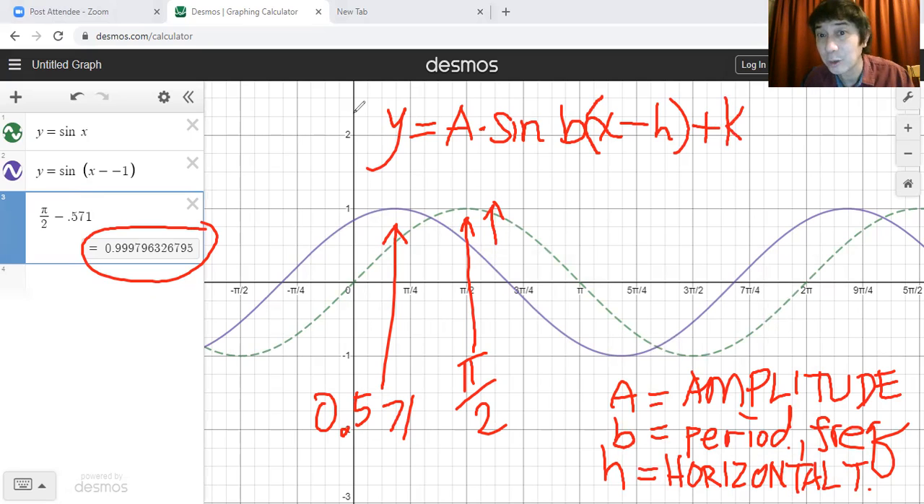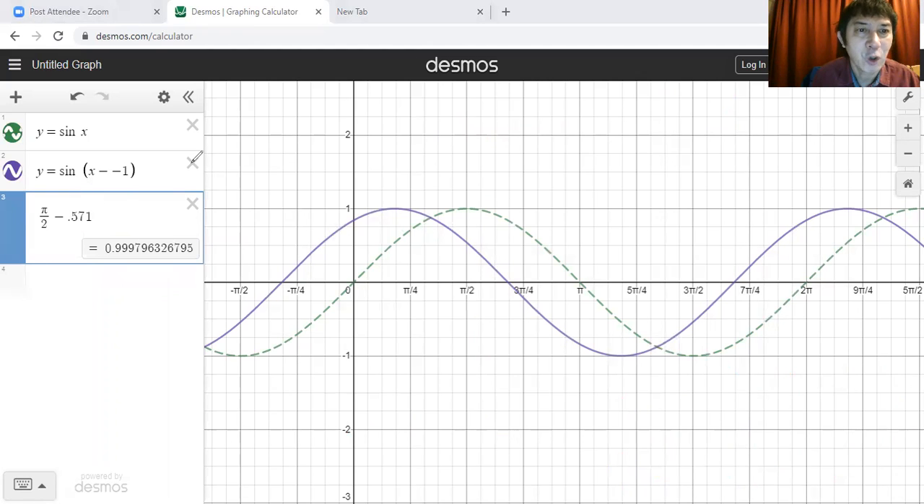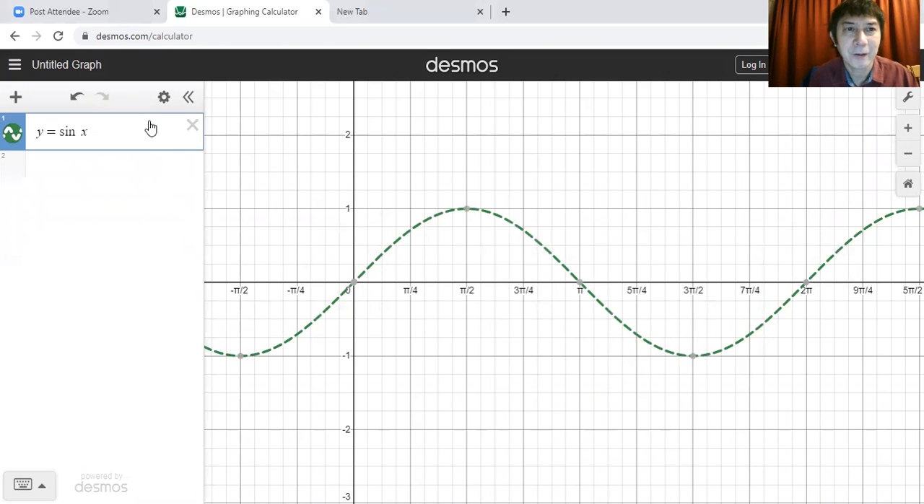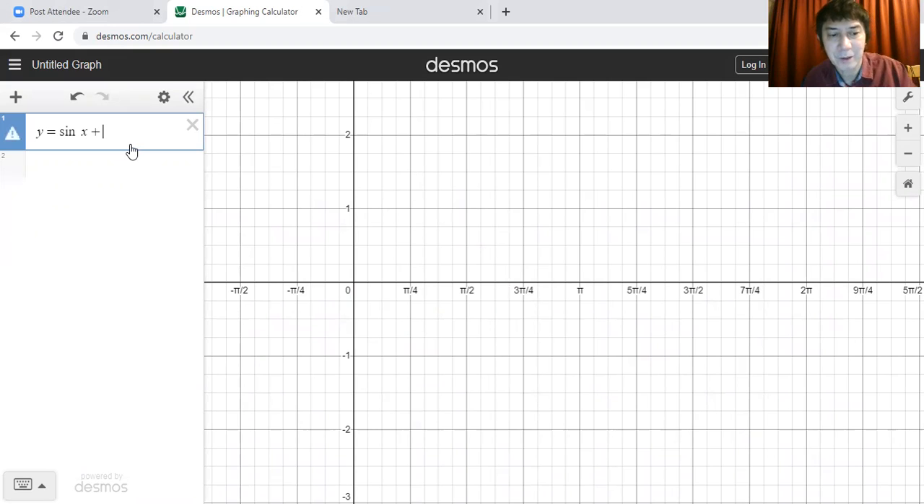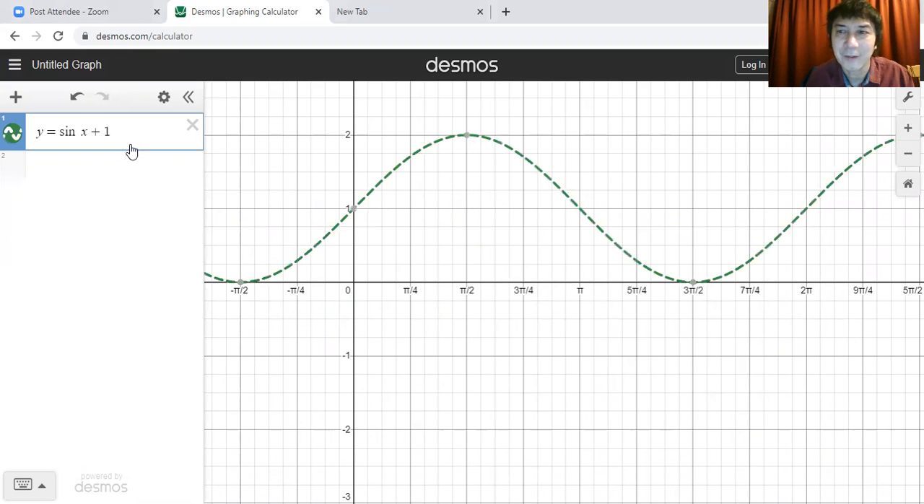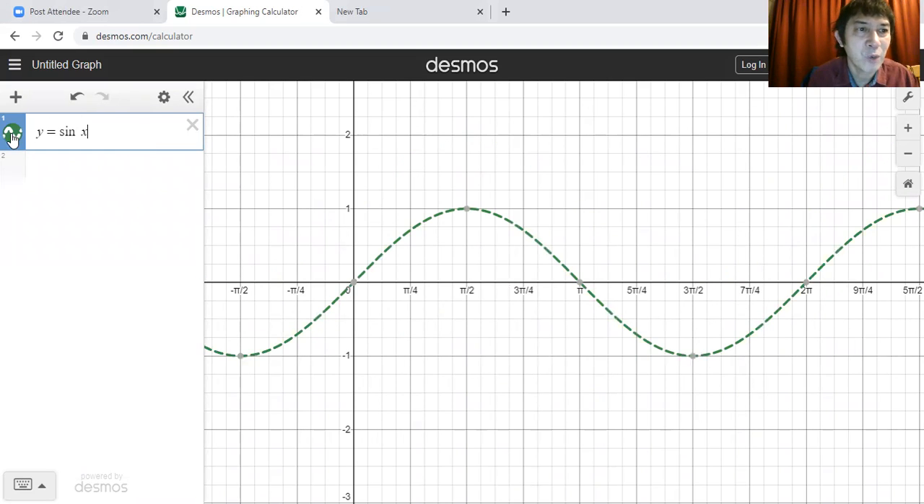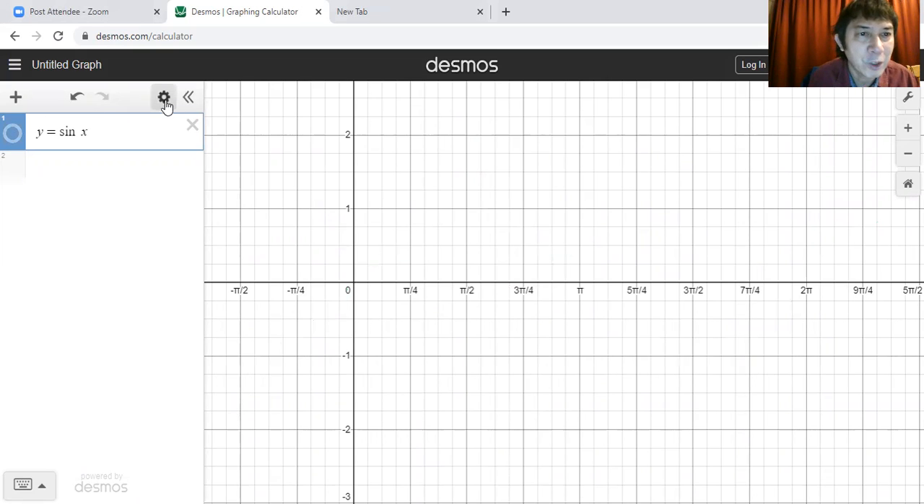If you add something to this graph, it will either go up or go down. Let me show you the effect. Let me clear the screen. Let's go back to our original function and add something, say plus 1. Let us retain the original.